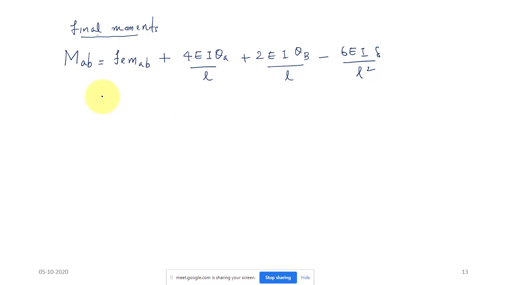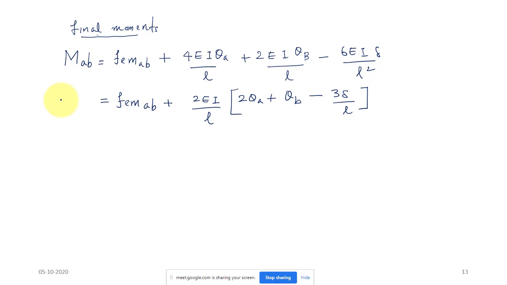I can simplify this into a simple form: FEMAB, the fixed end moment, plus I can take a common term, 2EI by L. If I take it common, it becomes 2 theta A plus theta B, I'm just using the small letter theta, minus 3 delta by L. That is the equation for MAB.